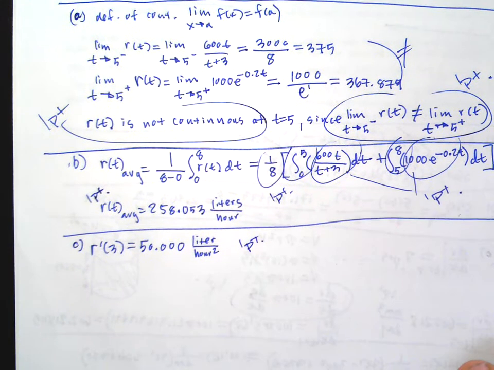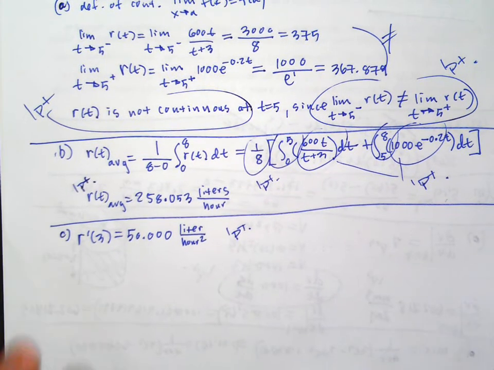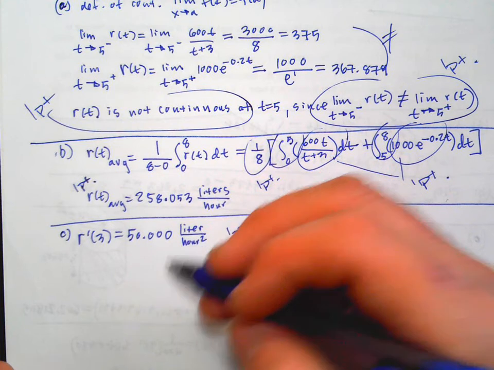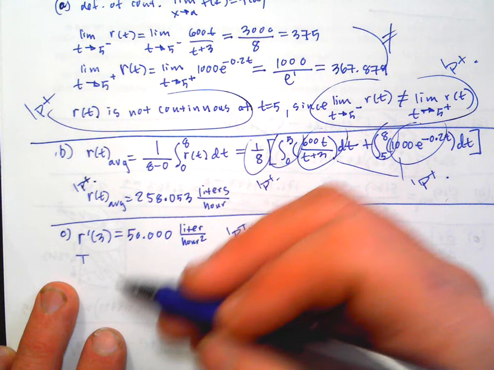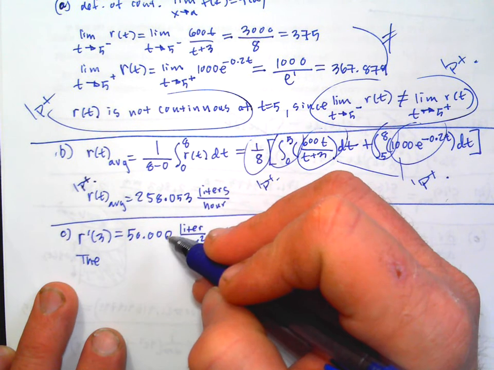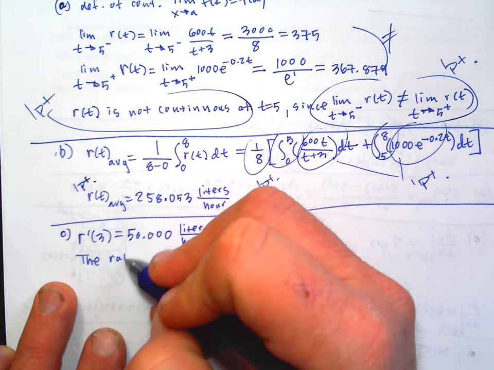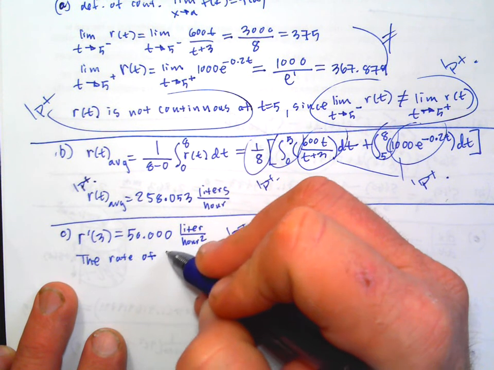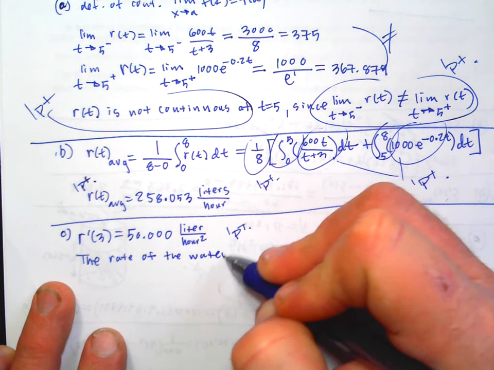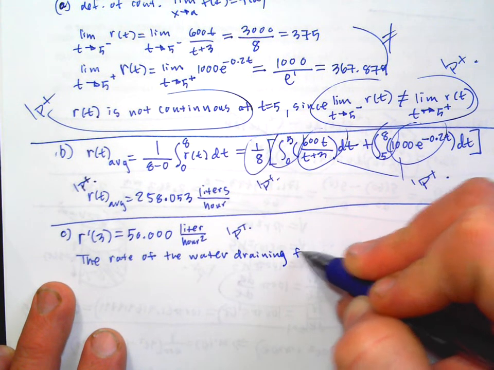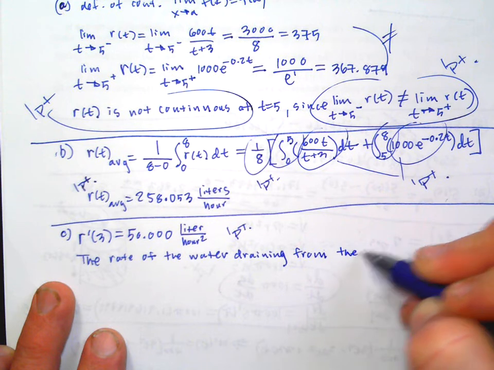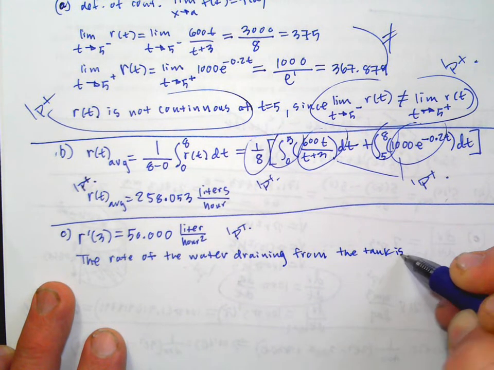And then they're probably going to ask us what it means. Using correct units, explain the meaning of that value in the context of the problem. So it has to be involved with the water tank and it's draining out. So this is the rate of change of the rate. And the fact that it's positive means it's increasing. That's probably a word you want to use. If it was negative, you want to say something's decreasing. So we're going to say the rate of the water draining from the tank is increasing.